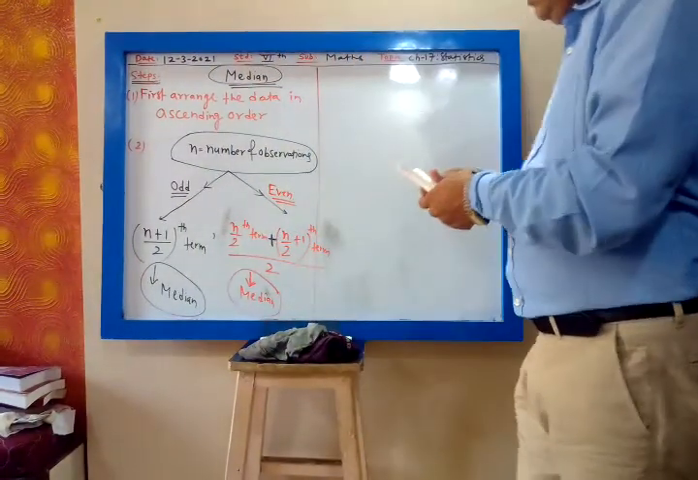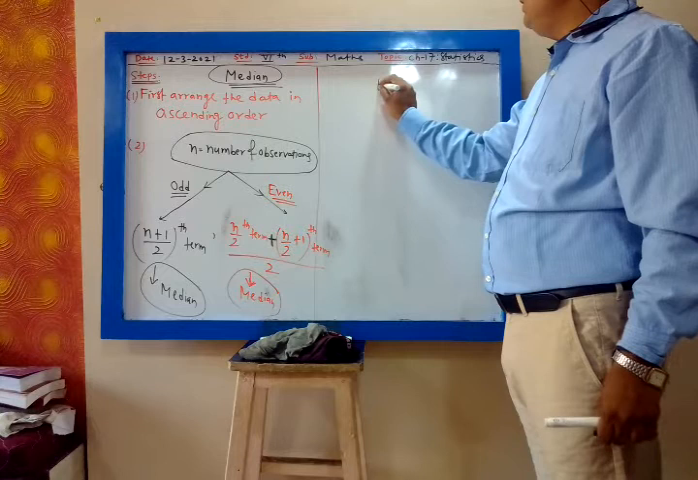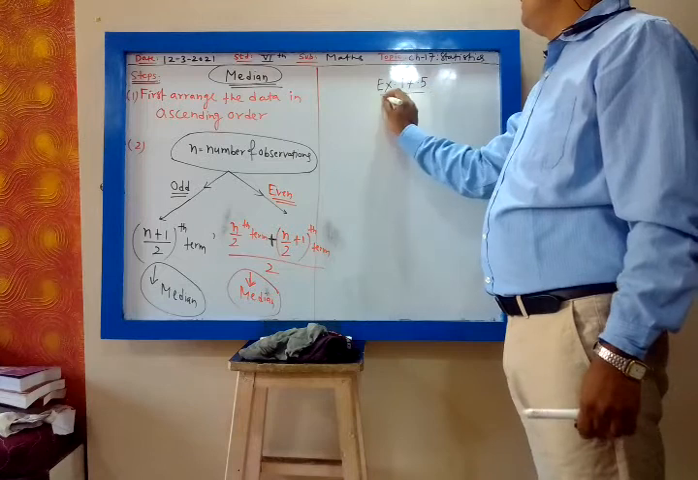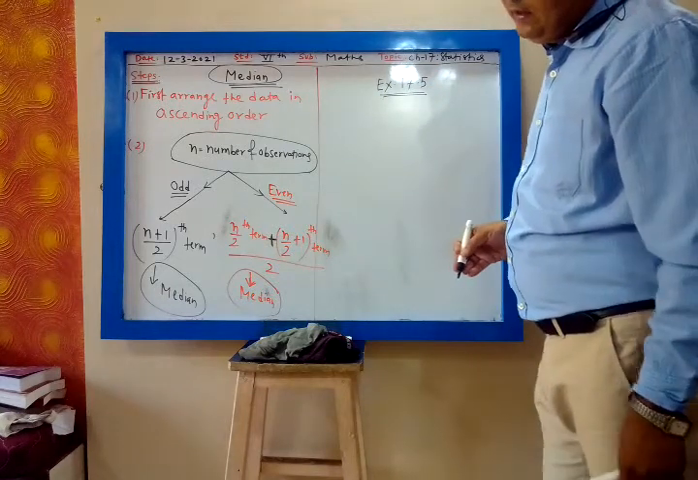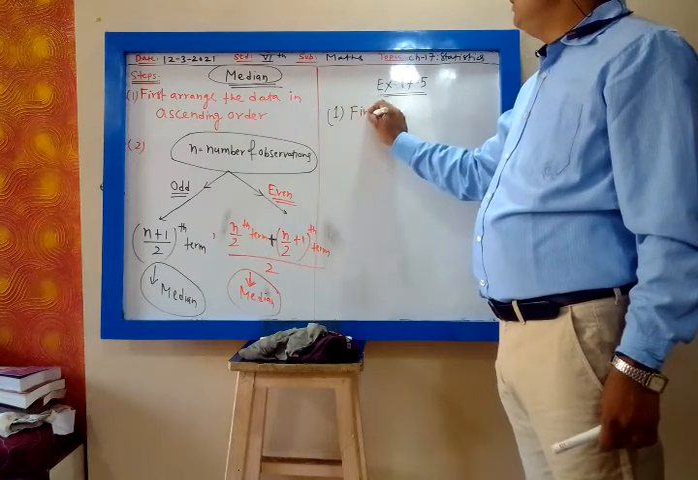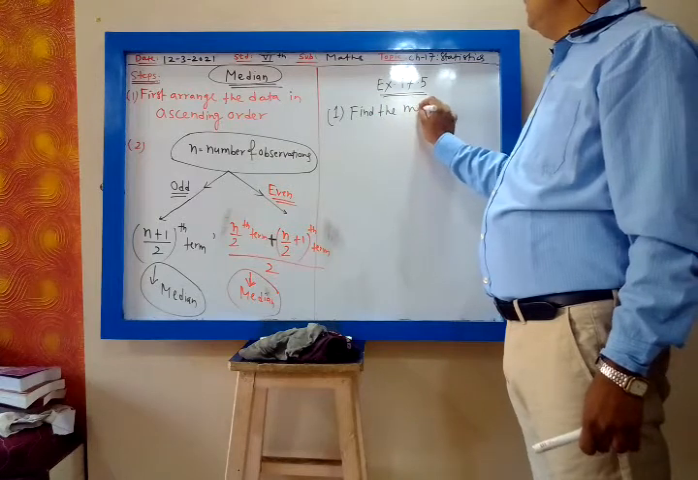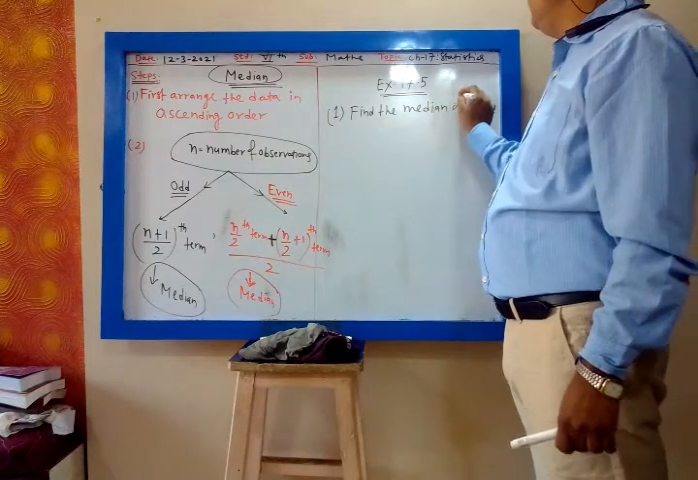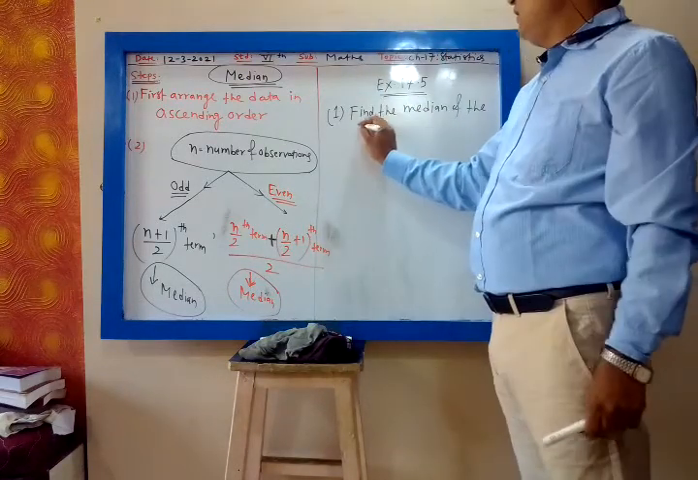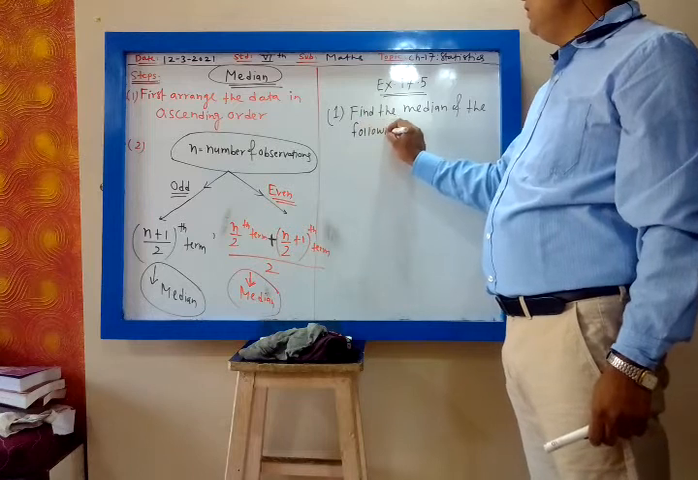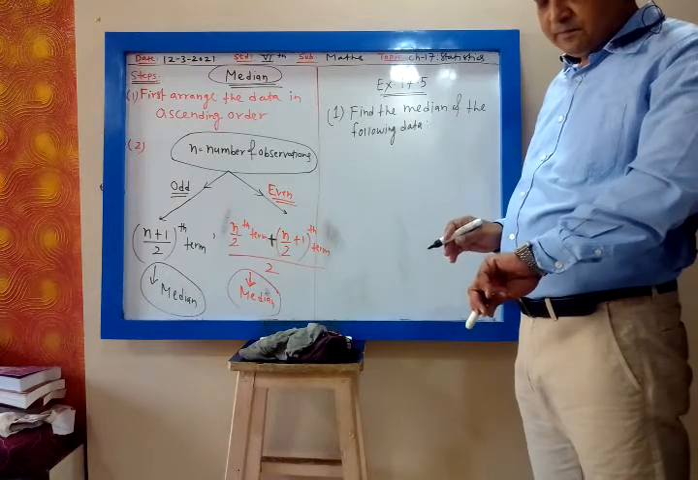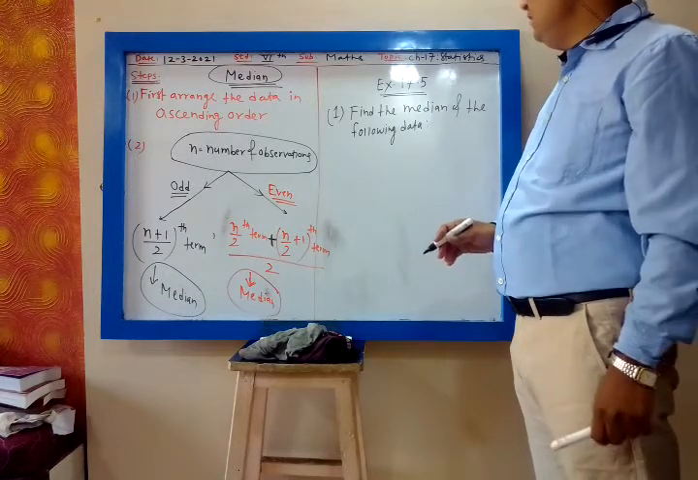So let us start 17.5. Write down fast, or you can take a screenshot. It is up to you. 17.5. Now find the median of the following data. 17.4 is over. Find the median of the following data. The data is given.